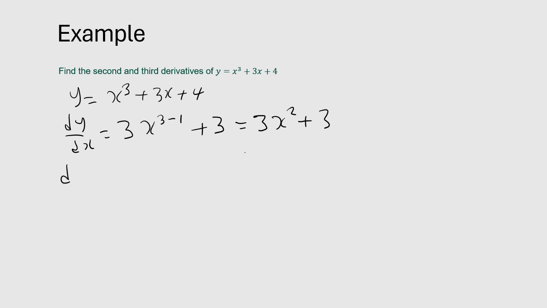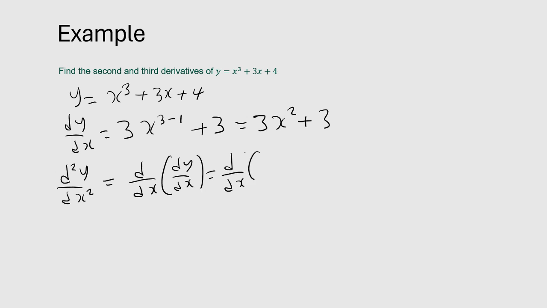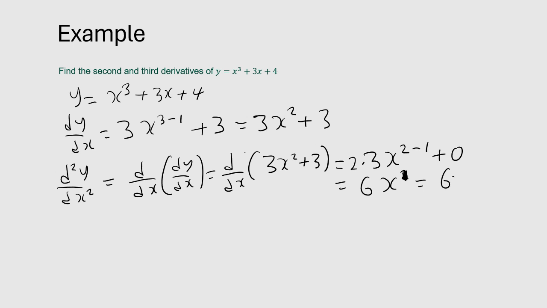Our second derivative is to differentiate this. That is d square y over dx square. This is just d over dx of dy over dx. So this is d over dx of 3x squared plus 3, the first derivative, that's what we are differentiating. If you differentiate this, remember we'll have our 3x squared, but we have to multiply by 2 and subtract 1 from 2. This 3 is a constant, so it will be 0. So we'll have 2 times 3 is 6x power 1, since 2 minus 1 is 1. So this is just 6x.